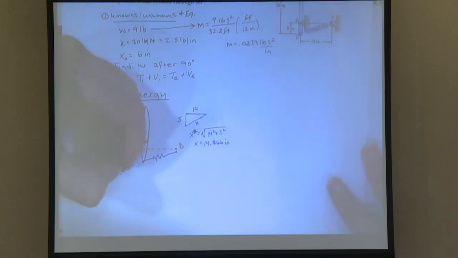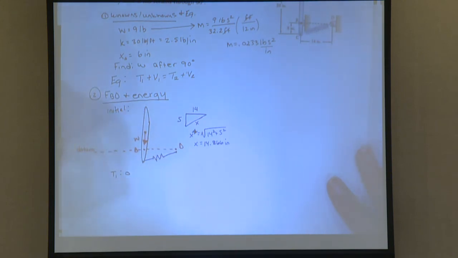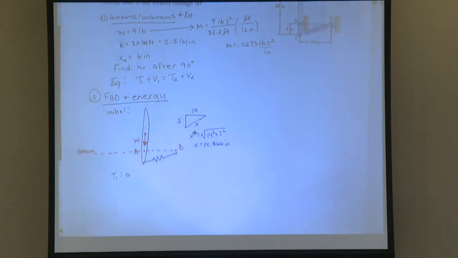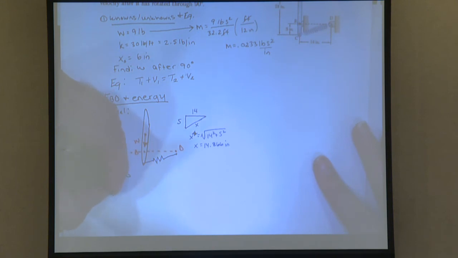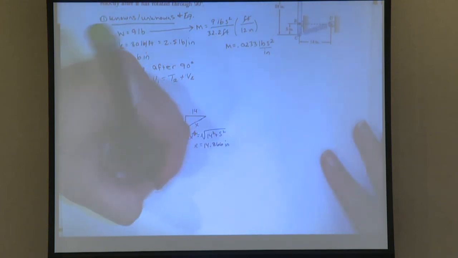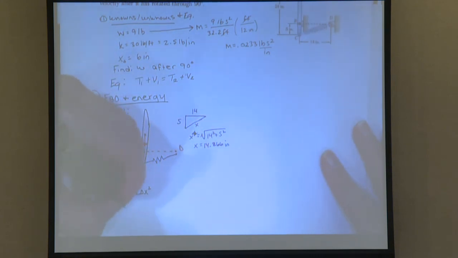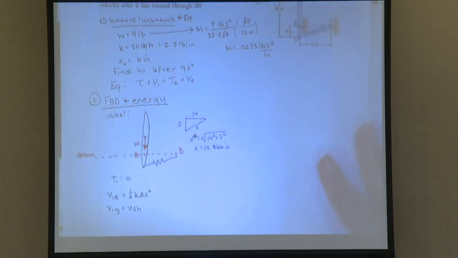Good. So T1 is 0. Then for potential energy, what kind of potentials do I have to work with for this problem? Elastic and gravity, good. So I'm going to have V1E, V1G. For elastic potential, the equation is 1/2 k delta x squared. And for gravity, it's just going to equal mgh or wh.